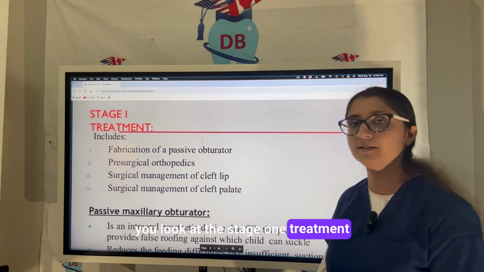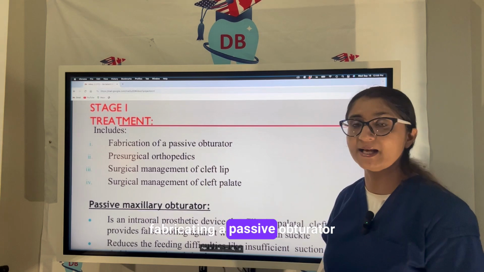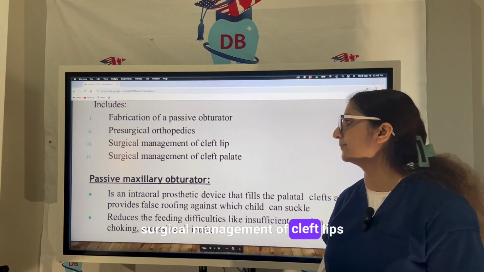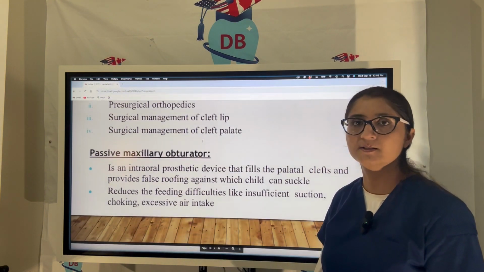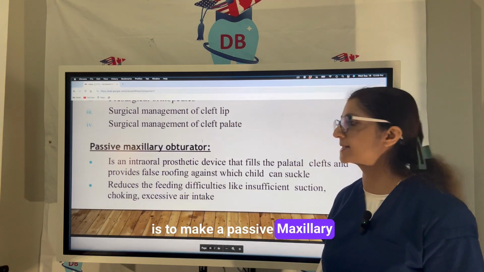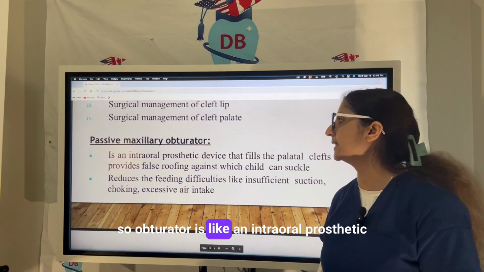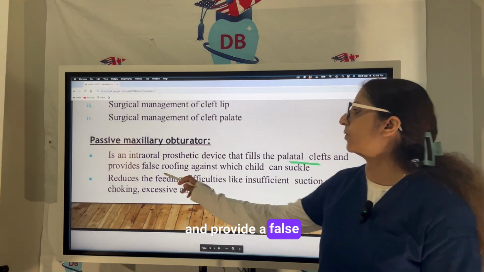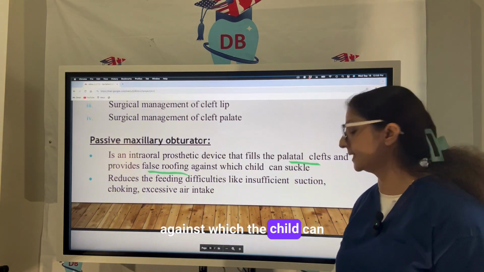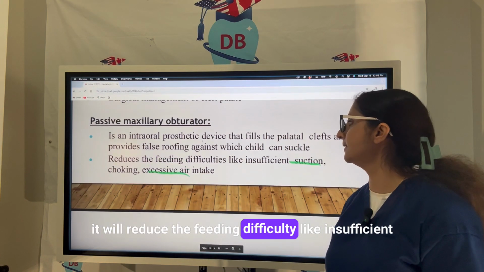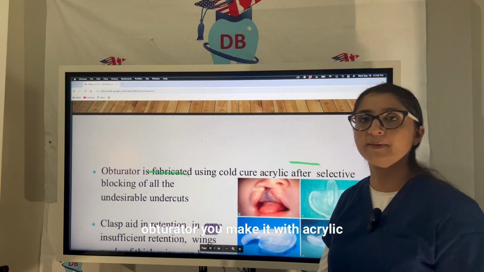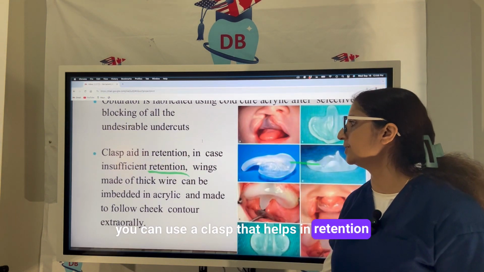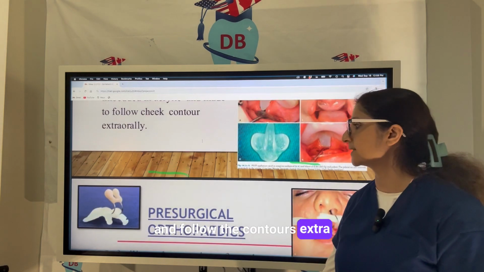So if you look at the stage 1 treatment, it starts with fabricating a passive obturator, then pre-surgical orthopedics, surgical management of cleft lip and cleft palate. So first step is to make a passive maxillary obturator. An obturator is an intraoral prosthetic device that will fill the palatal clefts and provide a false roof against which the child can suckle. It will reduce the feeding difficulty like insufficient suction. Obturator, you make it with acrylic and try to block all the undesirable undercuts. You can use a clasp that helps in retention and follow the contours extraorally.